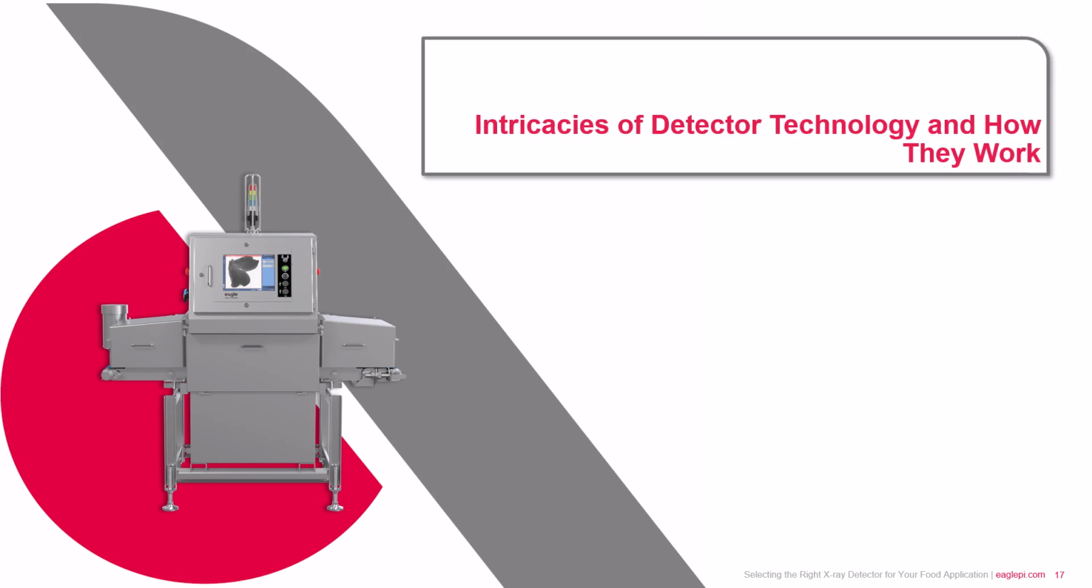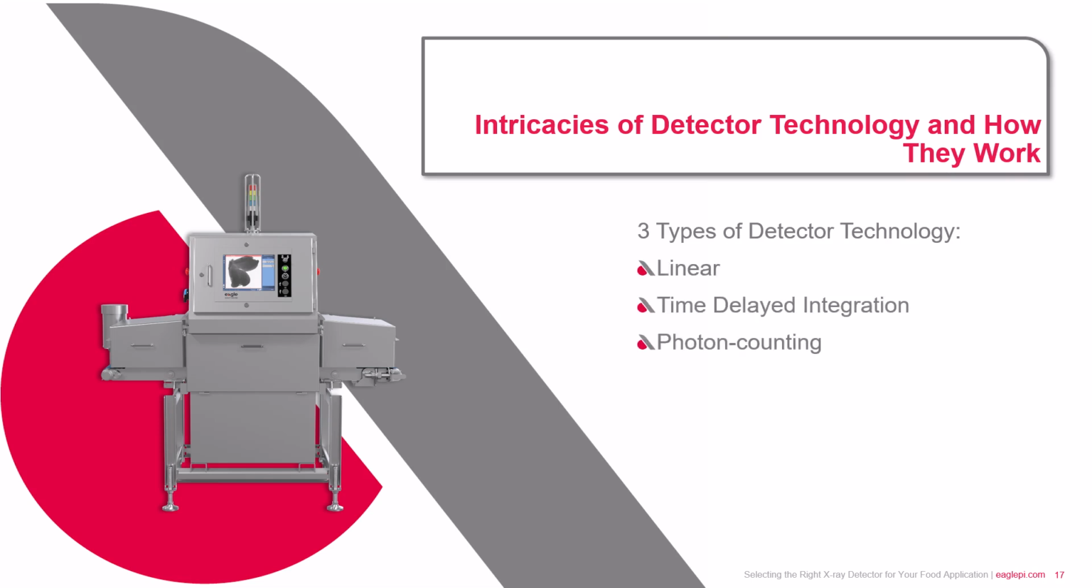This brings us to detector technologies in the food industry. There are three main types: linear array, time-delayed integration, and photon counting technology. We will go into more detail of these three technologies in the following slides.